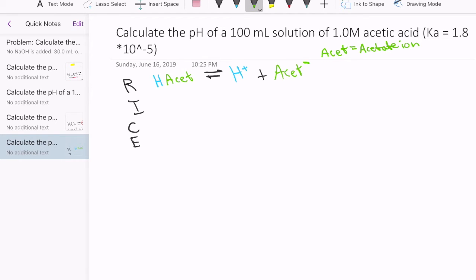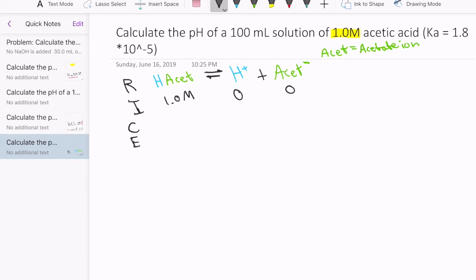Now the I part stands for the initial concentrations of each component. As you see above, we're given that it's 1.0 molar acetic acid, so we can simply fill in 1.0 molar for acetic acid. The other two will be given values of 0, since there is none existing in solution prior to this shift in equilibrium. C stands for change, and that's what takes place as equilibrium is approached.